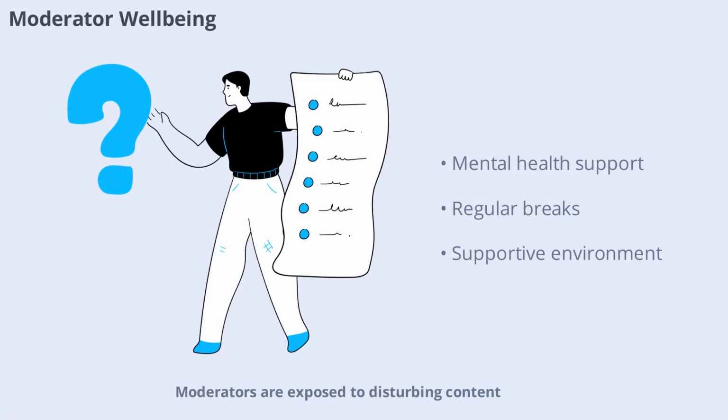Moderators are exposed to disturbing content, which can take a toll on their mental health. Platforms must prioritize moderator well-being by providing counseling, regular breaks, and supportive work environments. Recognizing the emotional demands of moderation is essential for retaining skilled staff and ensuring effective content management.